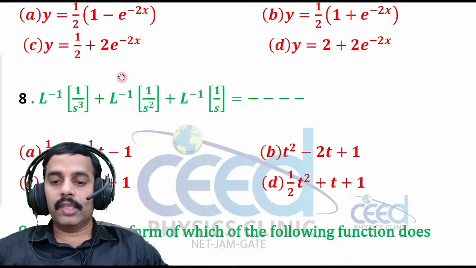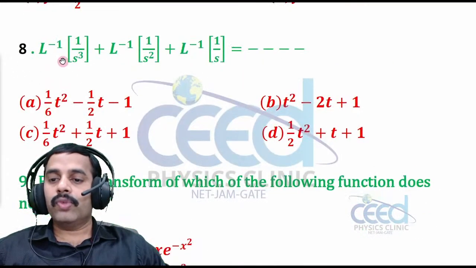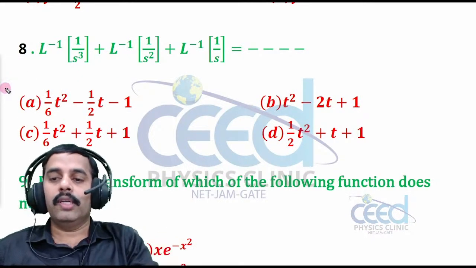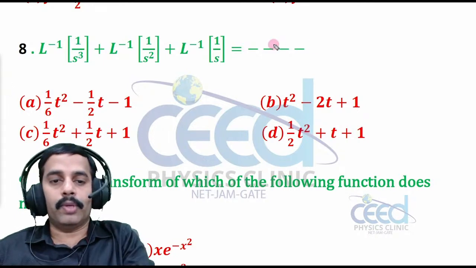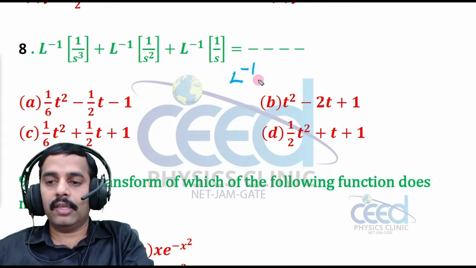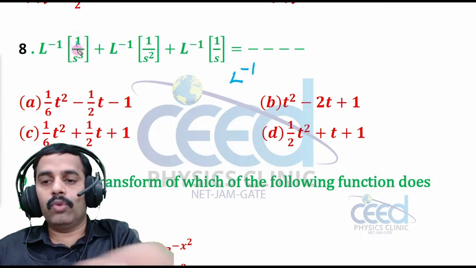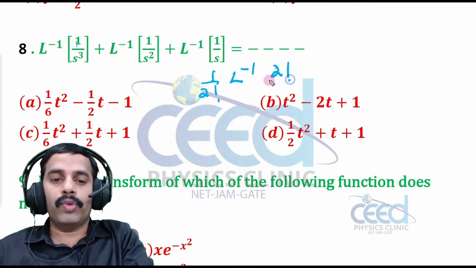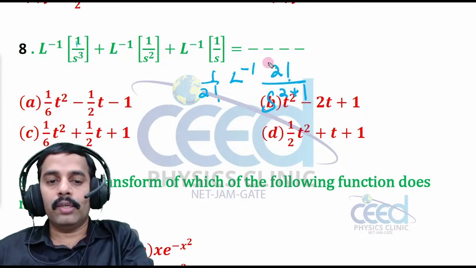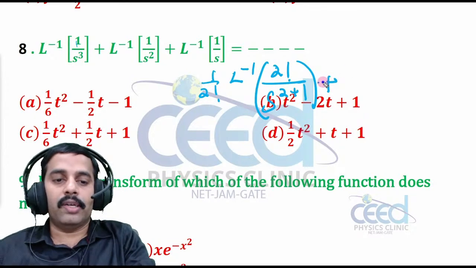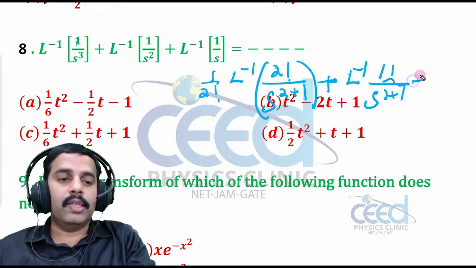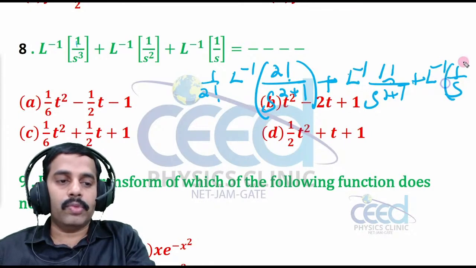Now we have another question here. Laplace inverse of 1 by s cube. We already know that n factorial divided by s raised to n plus 1. This I can rewrite as 1 by 2 factorial into 2 factorial divided by s raised to 2 plus 1. I am replacing it into the standard form. Laplace inverse of, here 1 factorial divided by s raised to 1 plus 1, and here Laplace, these all are in the standard form, right?